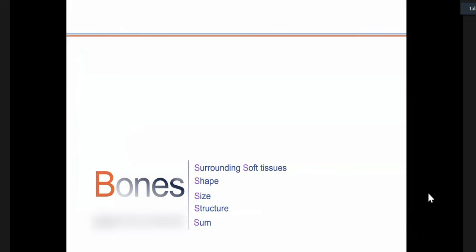So that is the anatomical localization. If only that was where it was enough to make a diagnosis. No. Sometimes you then have to go and look closer at the bones. And when you're looking at the bones, think of the 5 S's: the surrounding soft tissues, the shape of the bone, the size of the bone, the structure of the bone, and the sum of the bones.